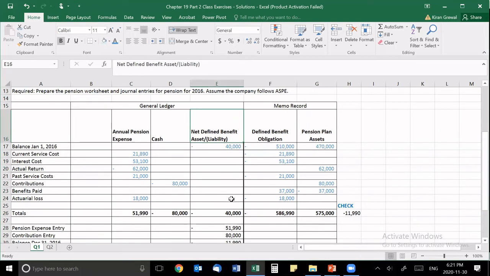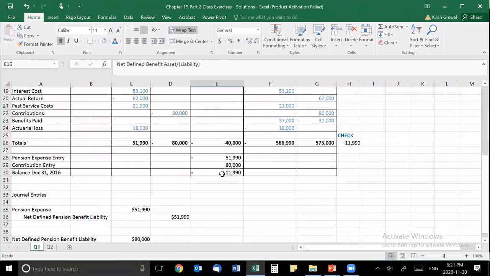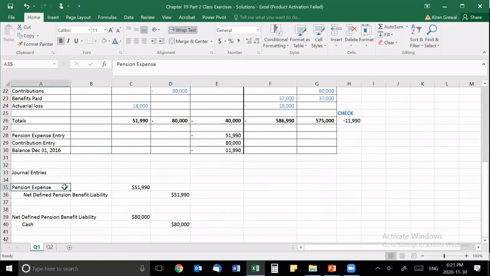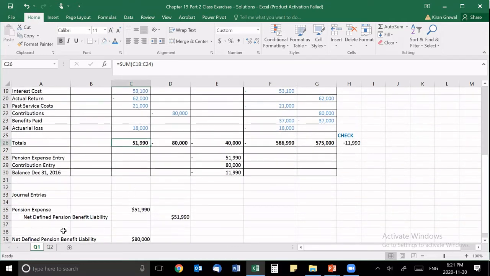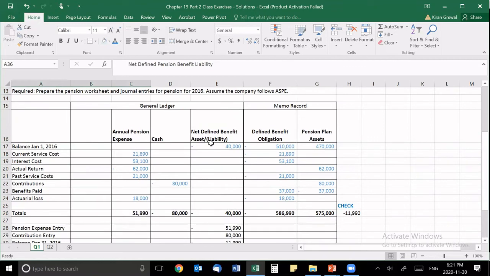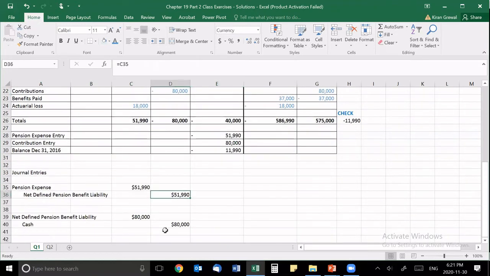So how you do that, you can do your journal entries. Your journal entry is going to be debit pension expense, 51,990. So just take your column amount. And then you're going to credit your net defined benefit asset or liability. In this case, it's a liability because it started off as a negative. Okay, so you're going to credit that. Your next one is going to debit your net defined benefit liability amount, 80,000, and credit cash, 80,000.